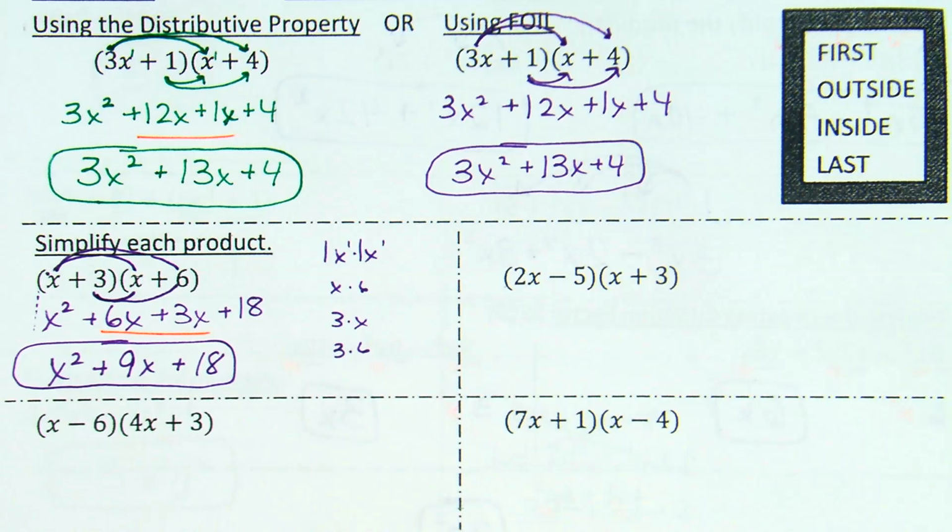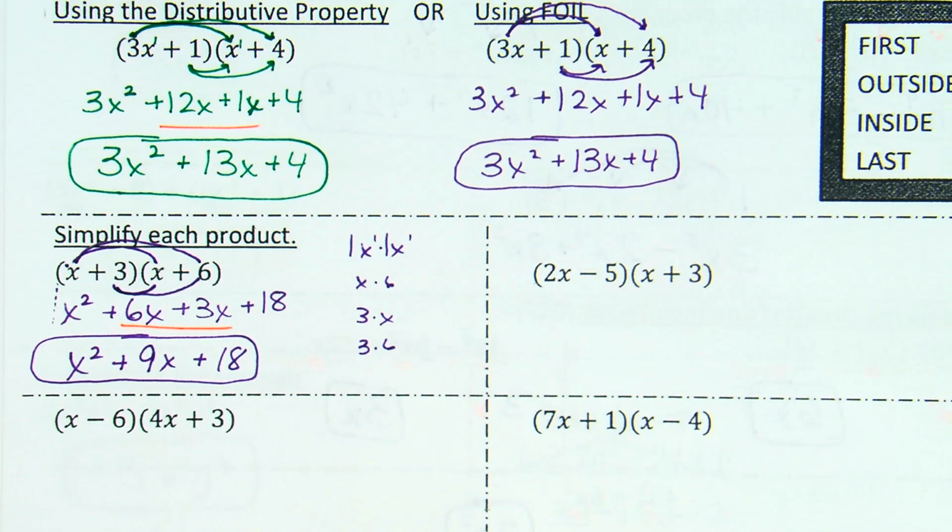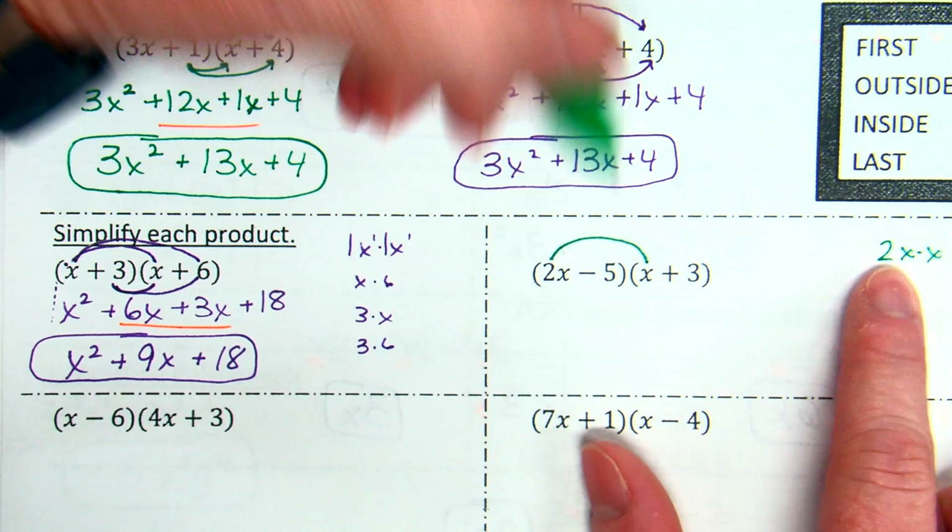Okay. We have to change things up a little bit on the next one. We're still going to follow the same process though, right? So what are we going to do first? 2x times x. The first thing in each parenthesis. So 2x times x, which is 2x to the power of one.